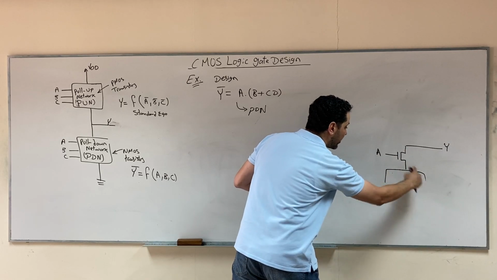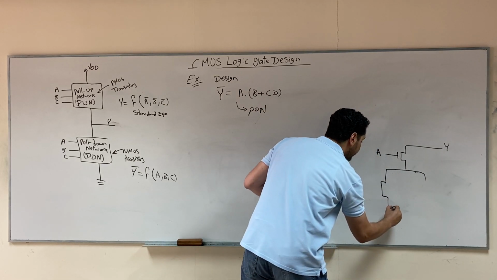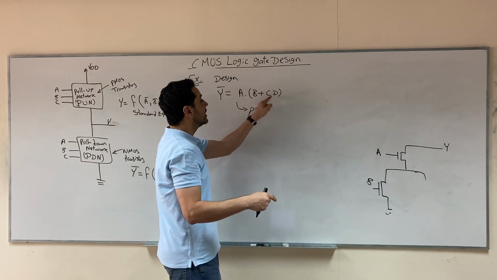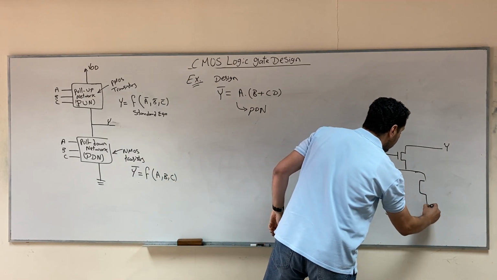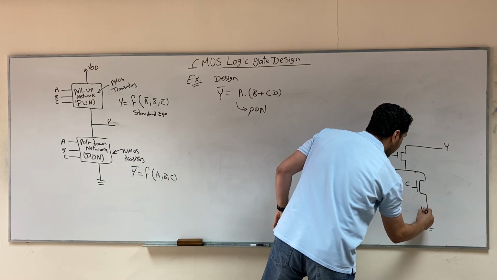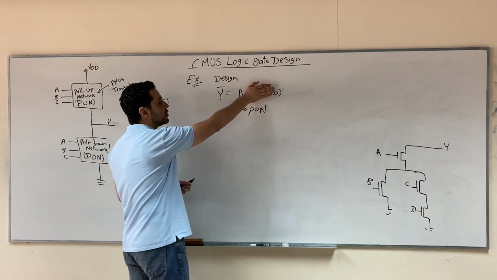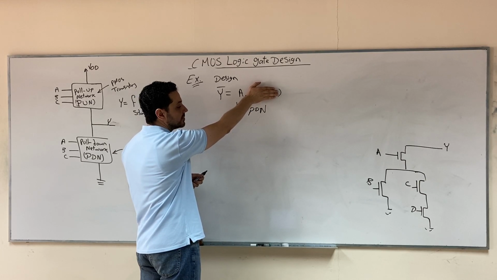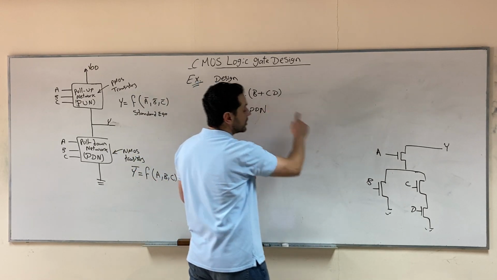So A in series with a block. This block has two parallel branches: B, or the other branch, we have two transistors in series, because we have an AND operation, C and D. Did you see how I did it? So you simplify it yourself. You say I have A and something, so this is a series connection between a transistor A and some block. And then the block, we have two parallel branches, B, and the other branch is C and D.